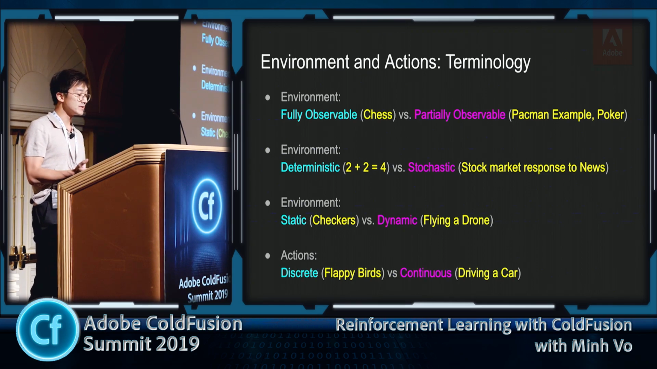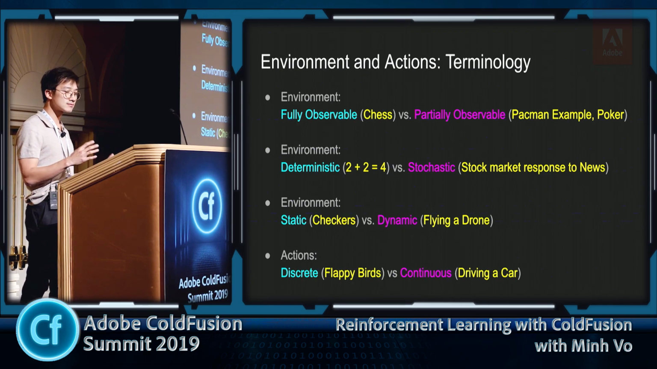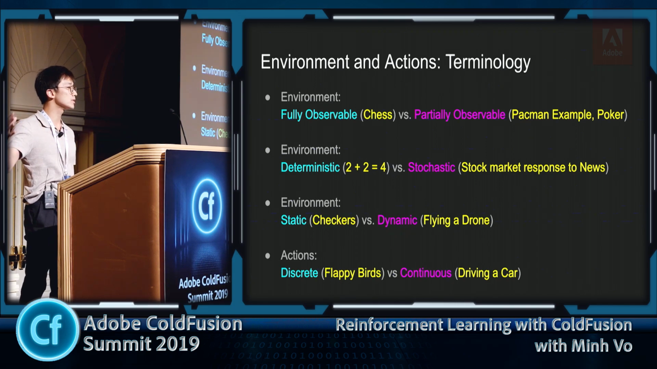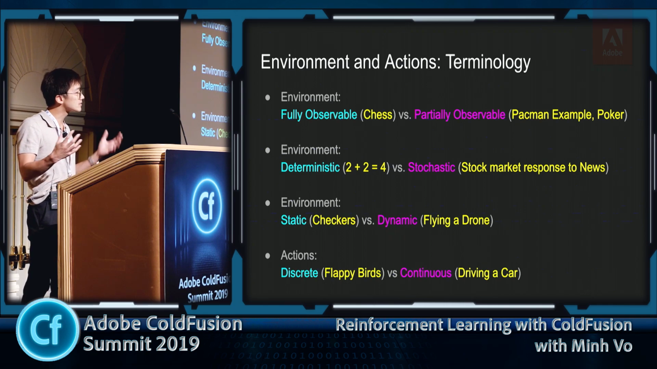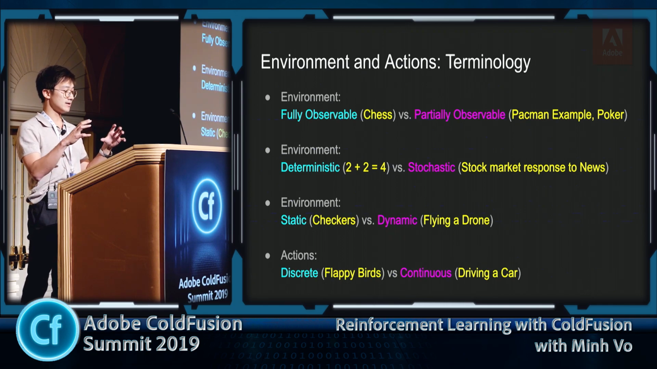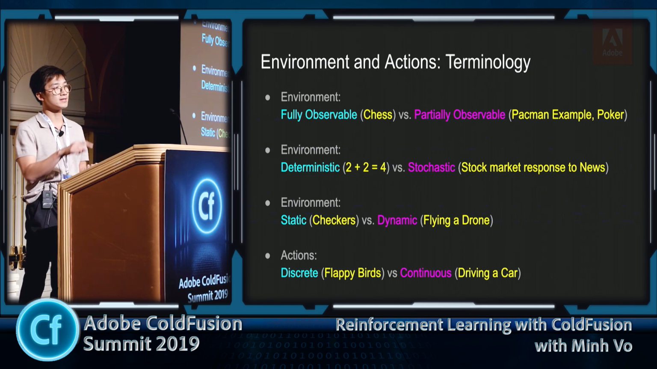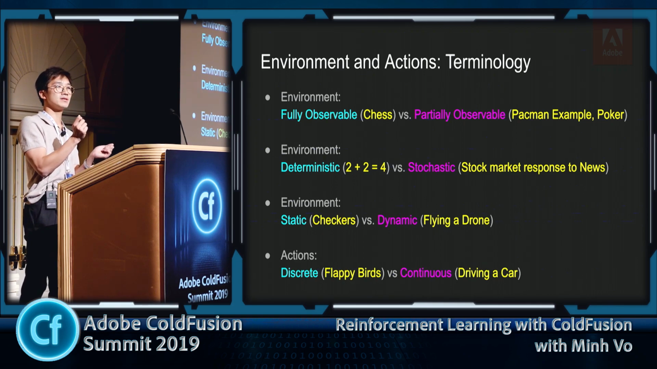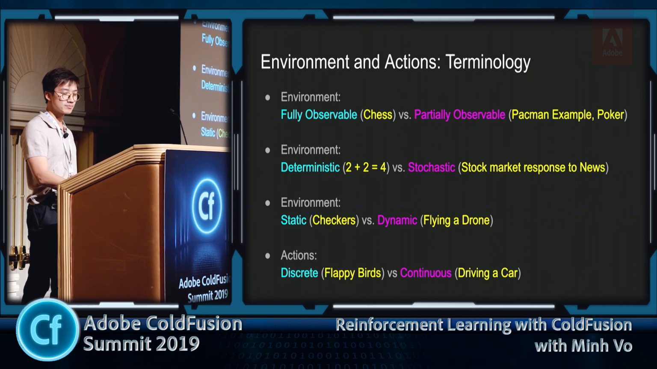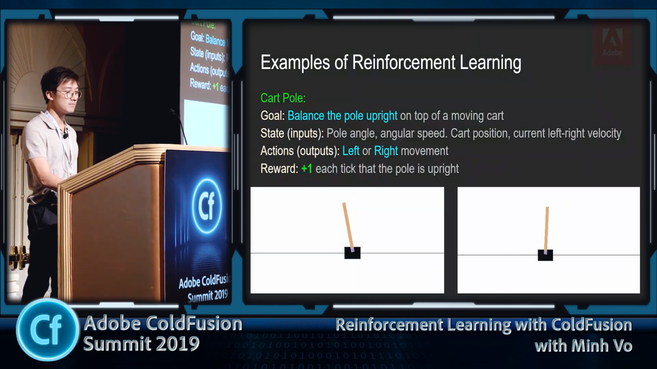And the environment can be static or dynamic. This kind of makes sense. It's like checkers, you make the move and it's pretty much sitting there forever. Or dynamic, like flying a drone, because the wind can come in and you have to learn on the fly. And actions can be discrete or continuous. Discrete, like Flappy Bird, you have one button, you press it and it just hops. Or continuous, like driving a car. You tweak a little bit to the left and it's, oh no, that's not enough, and you tweak a little bit more to the left. So that's pretty much as far as we need to go here.